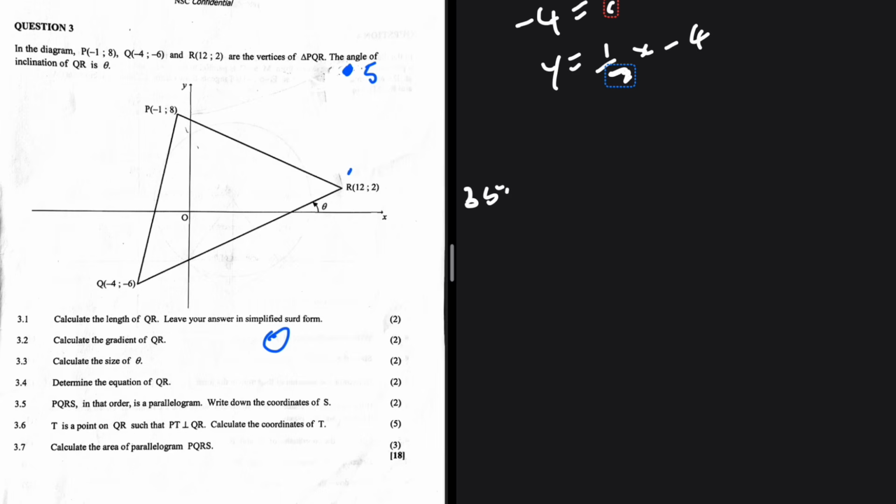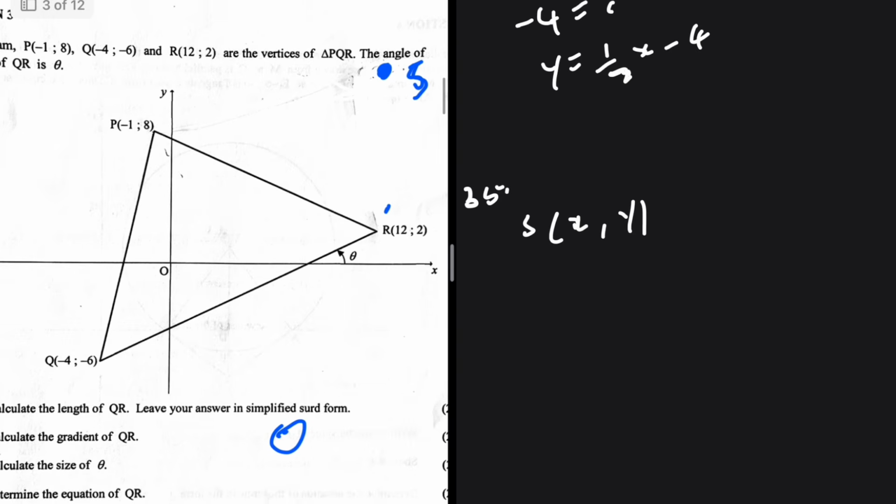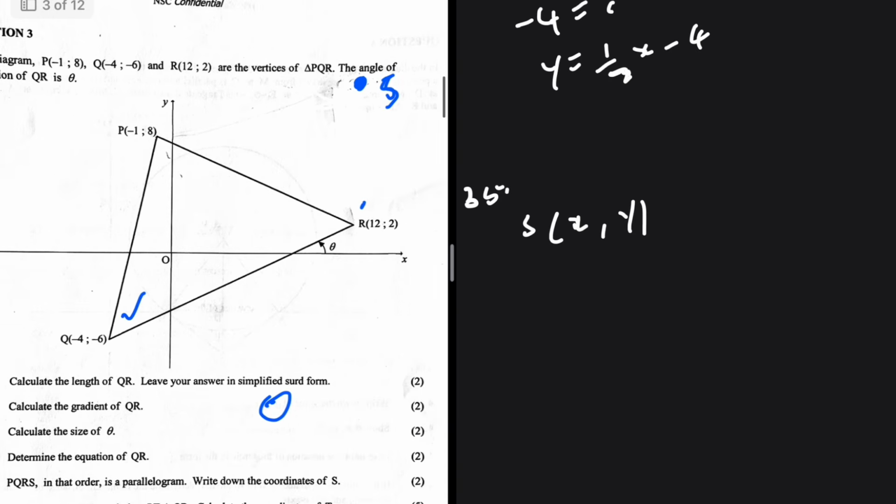So let's put S there. We want the coordinates of S. We are actually not going to necessarily calculate the values of S. We're actually going to use translation. The difference in the x values of Q and R should be the difference in the x values of P and S if PQRS is indeed a parallelogram. That is a concept that we've talked about time and again in this channel.